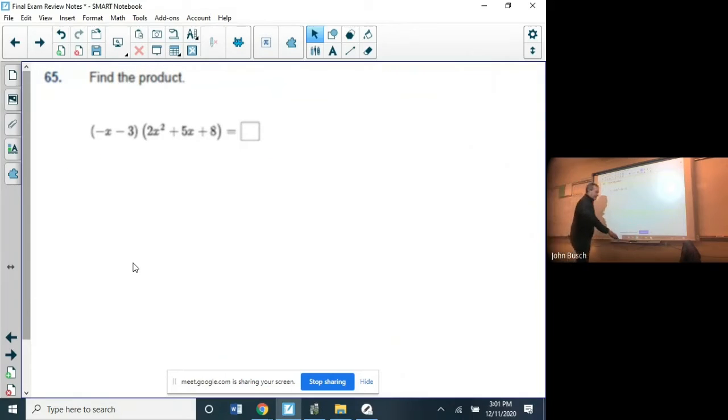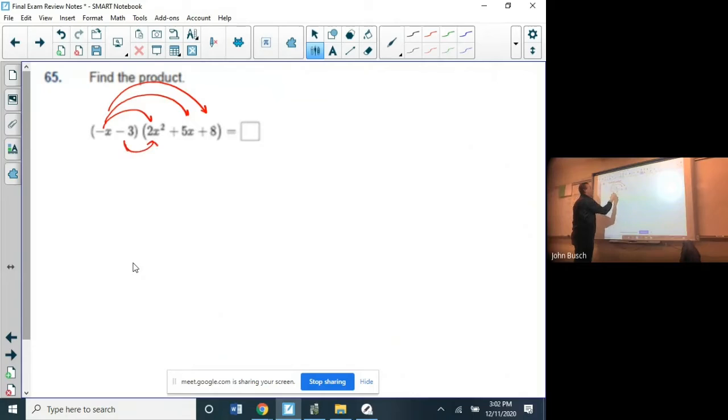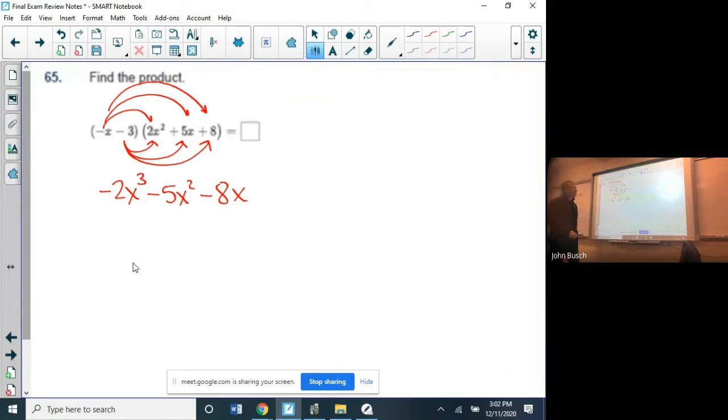65, find the product. Now there's lots of ways to do this. Really, you're just distributing this x and then the negative 3. Okay, negative x times 2x squared, negative 2x to the third. Negative x times 5x, minus 5x squared, minus 8x. Okay, just distribute it.